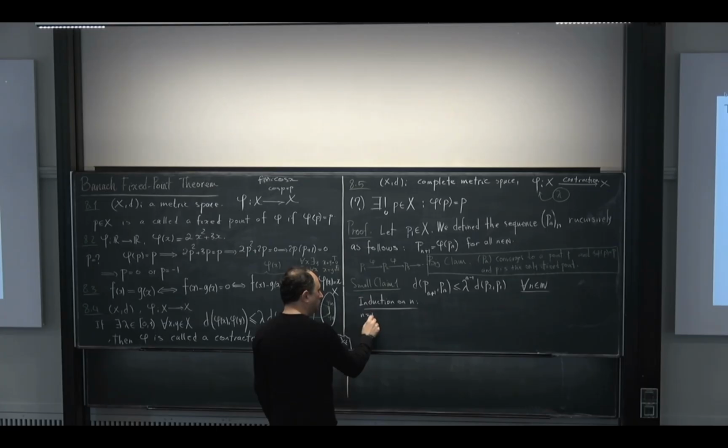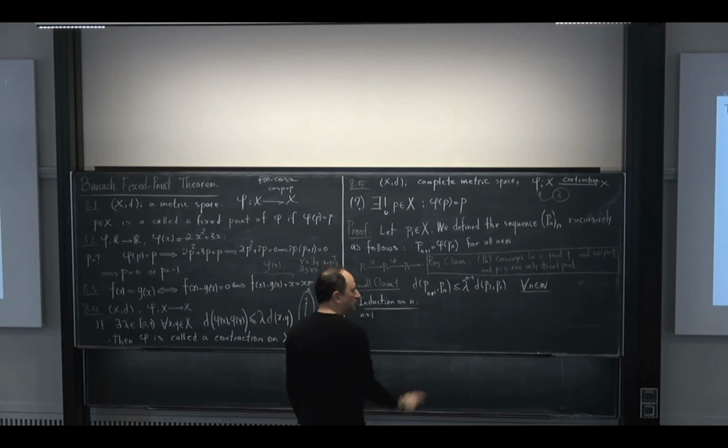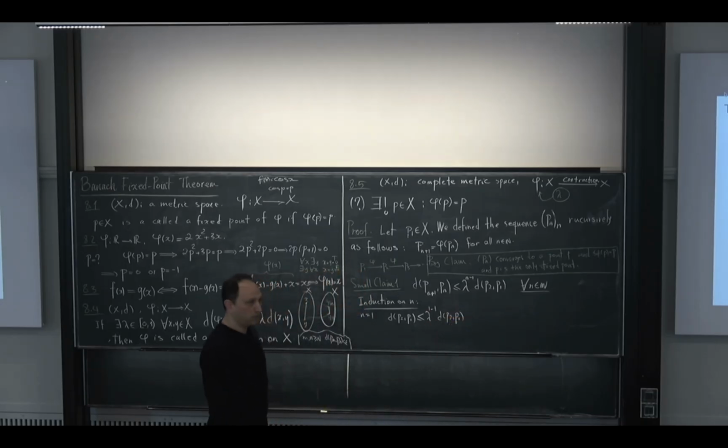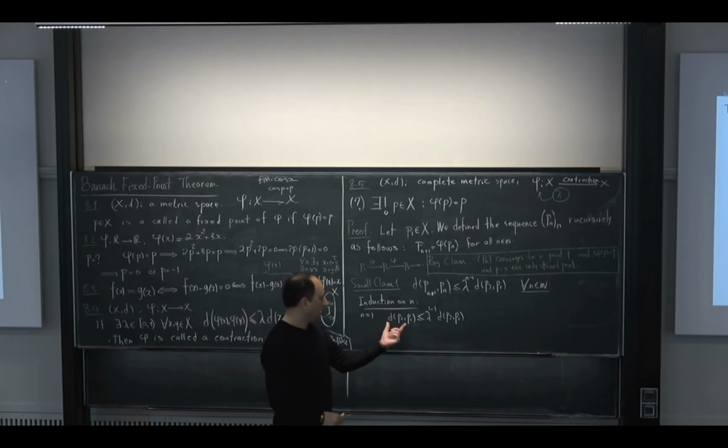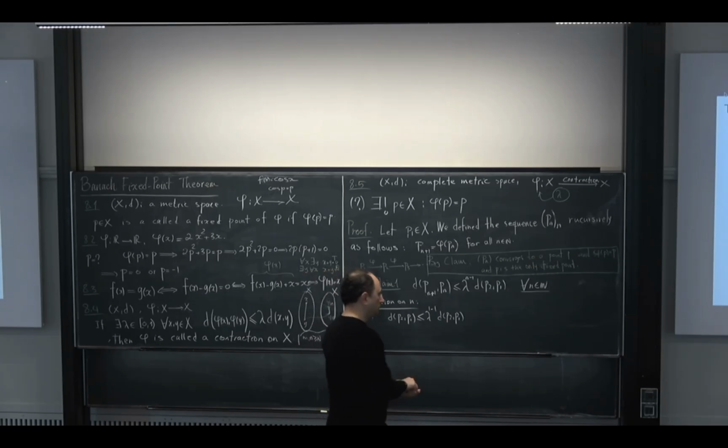Do you agree with this statement? If n is equal to 1, how is this statement read? It is d(p2, p1). I am replacing n with 1 everywhere, to see if it is true for 1. Yes, it is true. Do you agree it is true? Yes, because lambda to the power 1 minus 1 is just 1, and d(p2, p1) is less than or equal to itself. That's true.